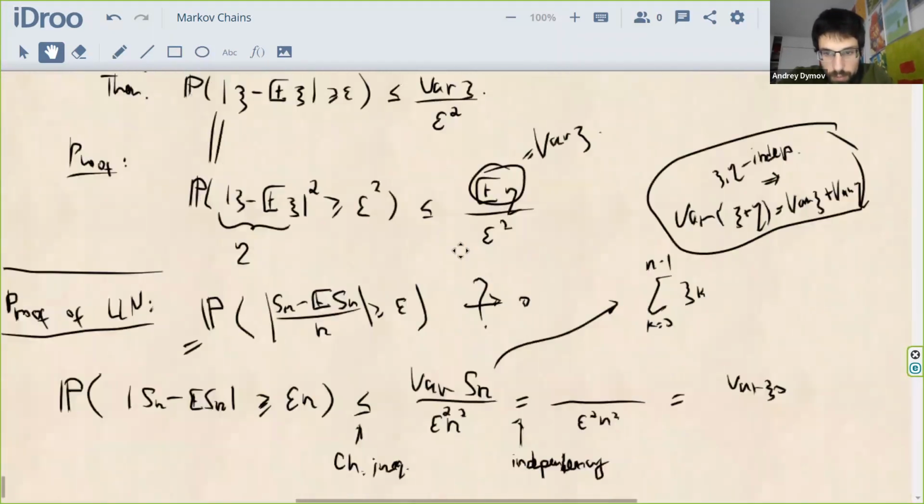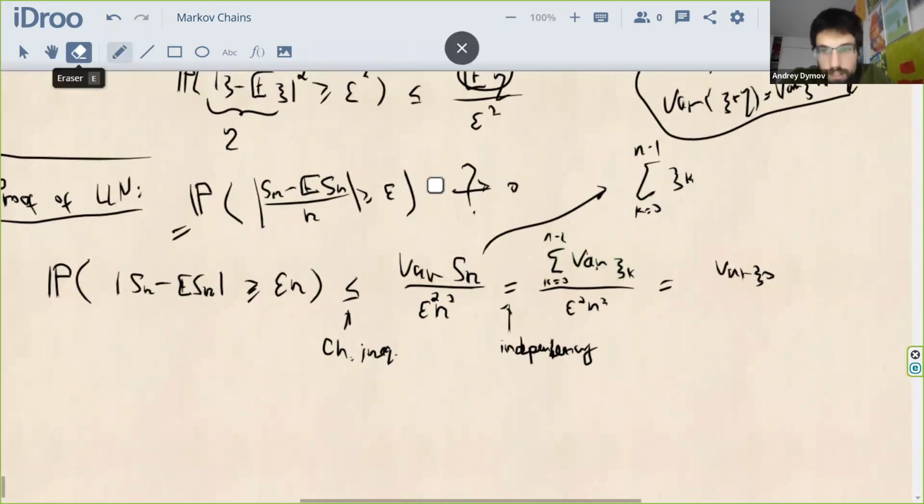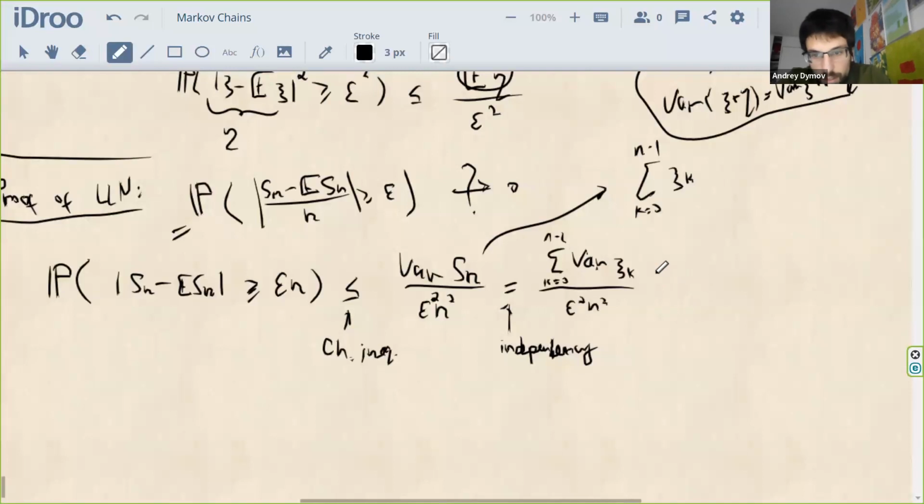Well, so let me then write here what I have. I have the sum of all variances of psi k, and then I will use that these variances are bounded by the same constant. I will get here n times this constant c over epsilon squared n squared. This is just c over epsilon squared n, and this goes to 0 as n goes to infinity. That's it.